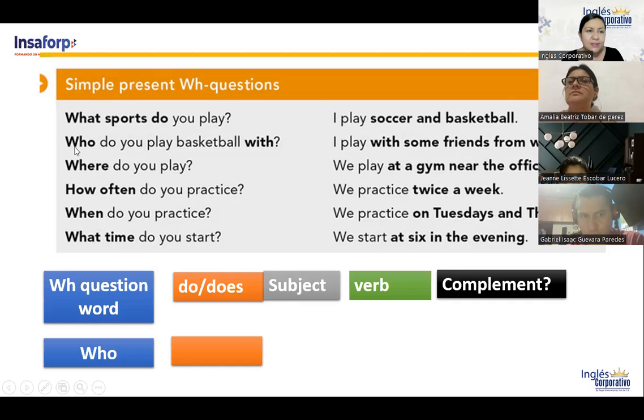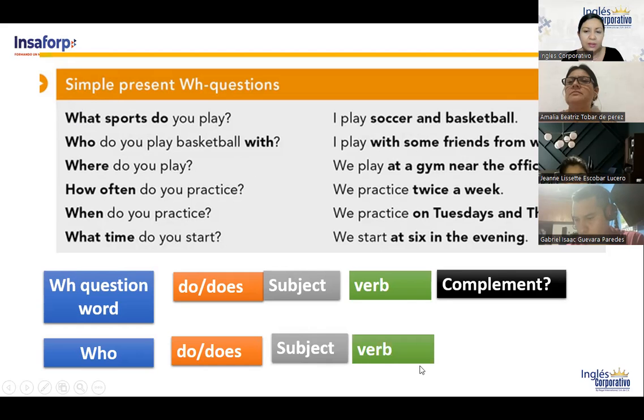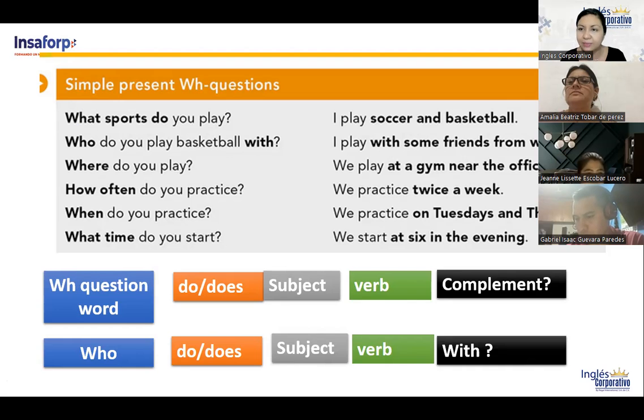Now, if you notice, with who, we have with at the end. Who do you play basketball with? Why? Because the question is con quién. So to make that question, we use with at the end. Who do you play basketball with? Who do you live with? Who do you go to the party with? Who do you go to the park with? So if you want to ask con quién, you need to put who, and with at the end.